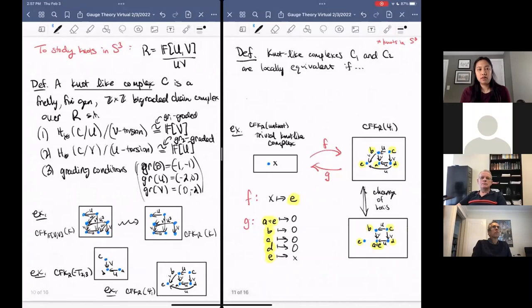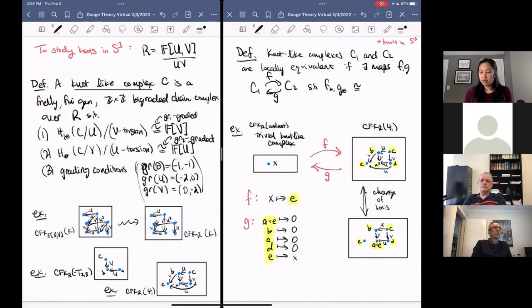So again, we wanted to classify knot-like complexes up to local equivalence. And what does local equivalence mean? I say that two knot-like complexes are locally equivalent if there exist maps F and G which map between the complexes, such that they induce isomorphisms on the homology of Ci mod U mod the V torsion submodule. So for each of these knot-like complexes, these homologies were just rank one F[V] modules, and F and G here should induce isomorphisms on F[V].